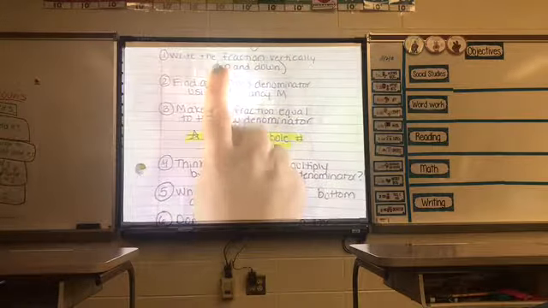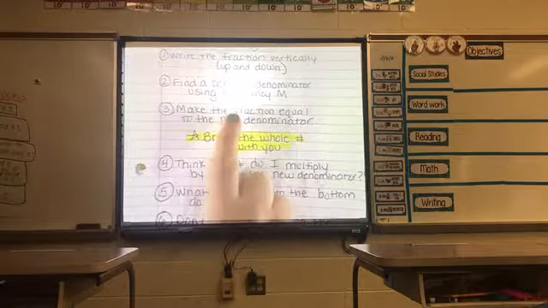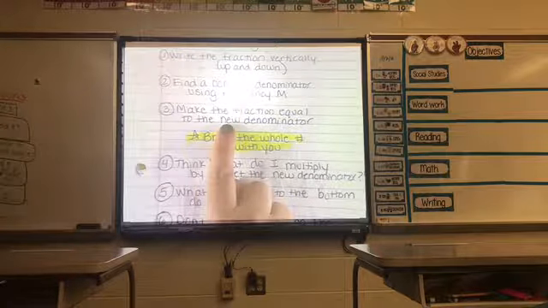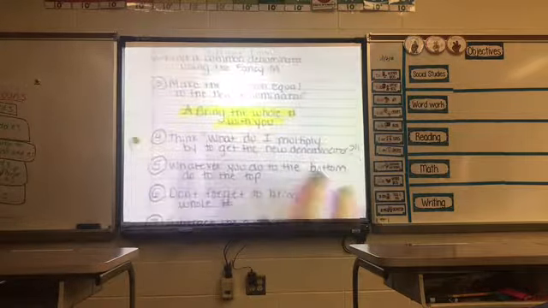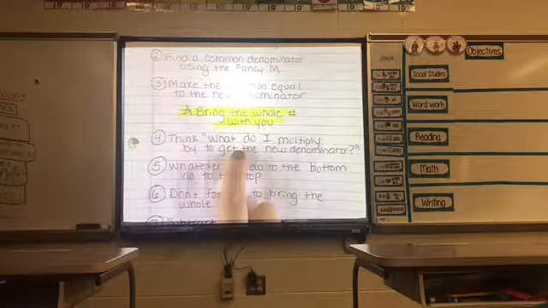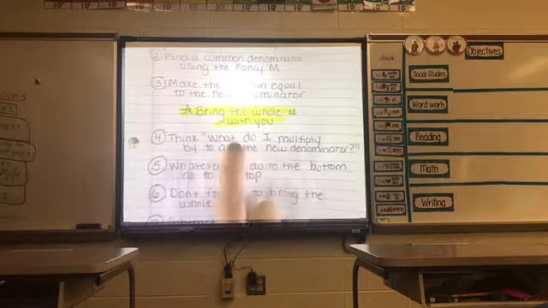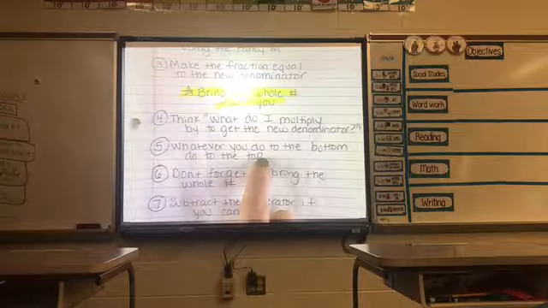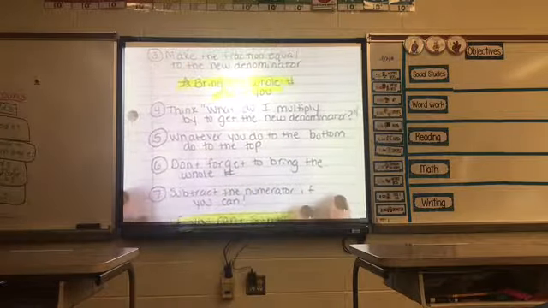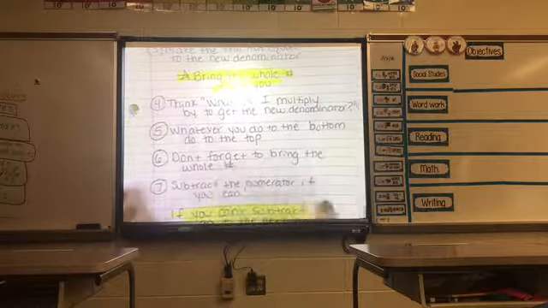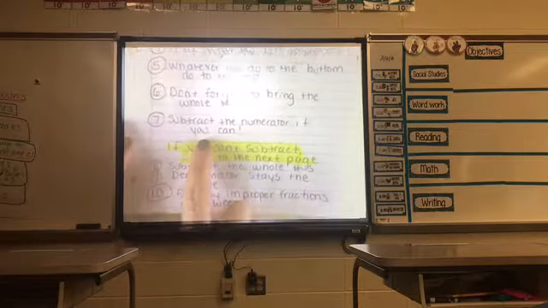Write the fractions vertically, find a common denominator, make the fraction equal to the new denominator. Think, what do I multiply by to get the new denominator? Whatever you do to that denominator, do to the top, or the numerator, and don't forget to bring the whole number with you. Now is when it's different.